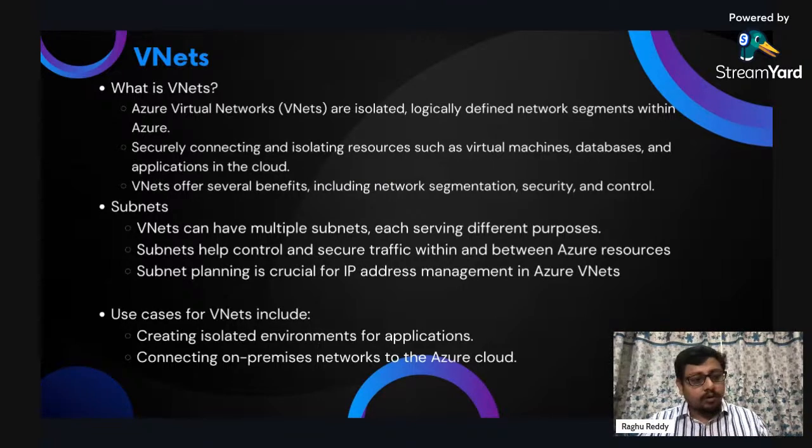So what happens in a VNet? When you create a VNet, you have to define a network range. Once you define the network range, you can break that network range into multiple subnets. So a VNet can have multiple subnets, each serving a different purpose.